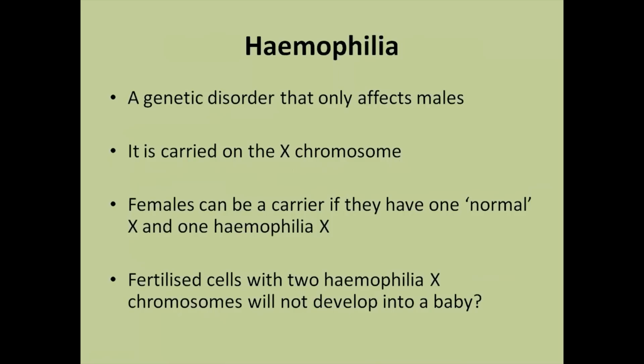Next is hemophilia. It is a genetic disorder that only affects males. We know that males are XY. So when the X in XY is hemophilic, males will show hemophilia. It is carried on the X chromosome. Females can, however, be a carrier if they have one normal X and one hemophilia X. Fertilized cells with two hemophilia X chromosomes will not develop into a baby. Can you guess why?